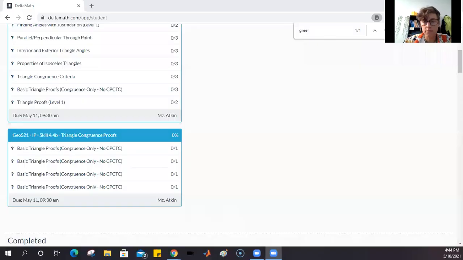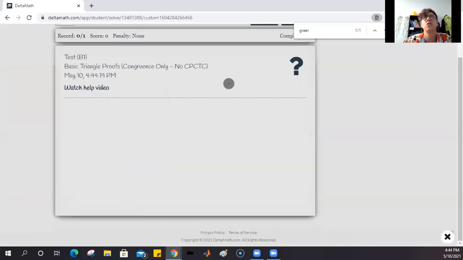Today we're going to talk about skill 4.4b, triangle congruence proofs. All right, we have 4 of them. So let's get to it.